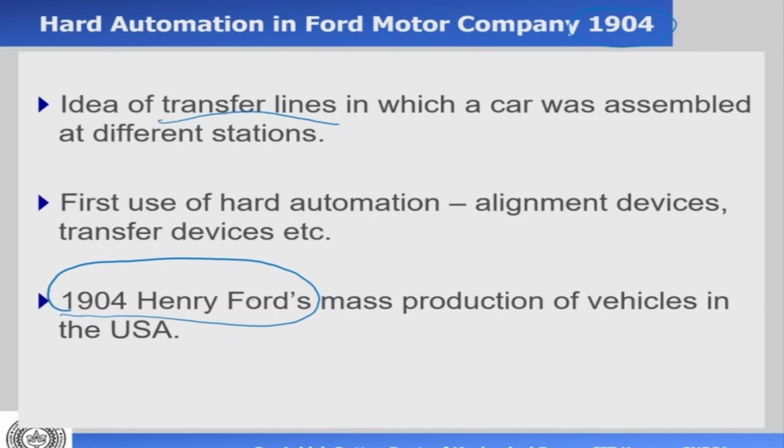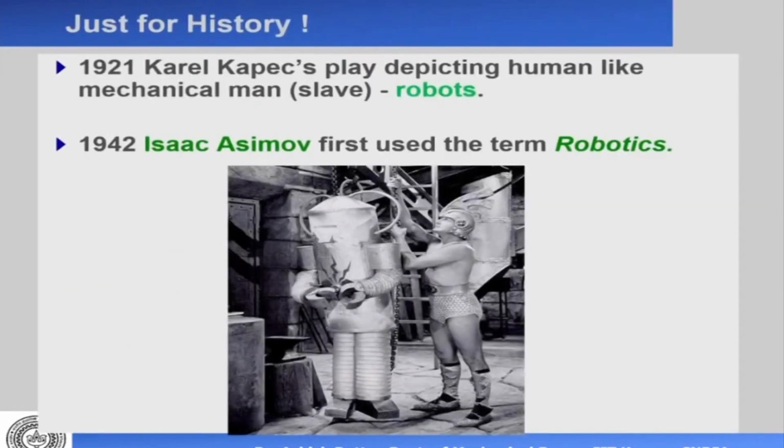Now, we have come till 1904, but there is no robot till now. These are basically mechanisms or mechanical devices. So there is no controller, actuator, sensor involved anywhere. Of course, the computer is not there at all. Now, before moving further, let's look at where the word robot came from.